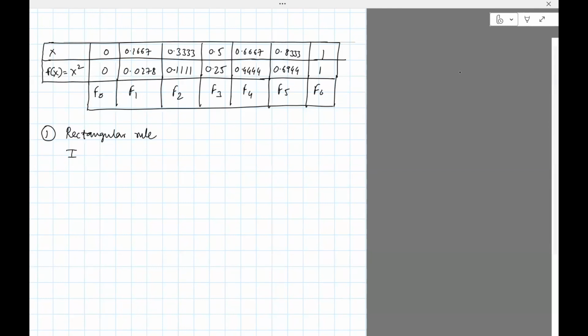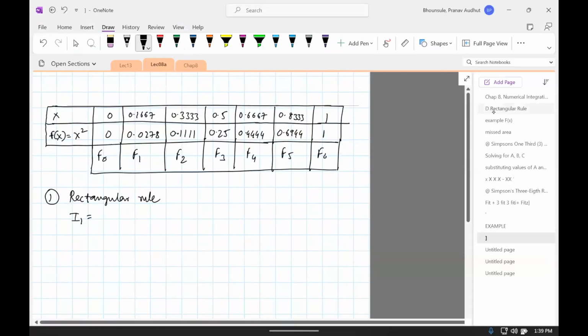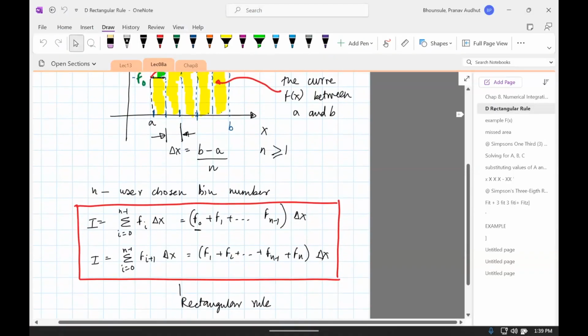Okay, there are actually two ways of applying the rectangular rule. If you go back, these are the two formulas. In one formula, you start from I equals 0. So F0, F1, F2, all the way to N minus 1. So N here is 6. So you'll go from 0 all the way to 5. Or you can use this one. It's the same index, but here you go to F of I plus 1. So I'll use both of them.